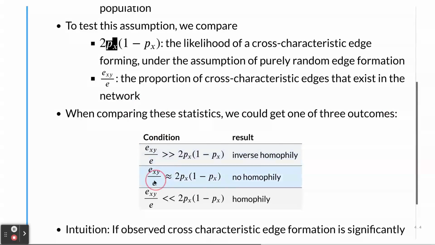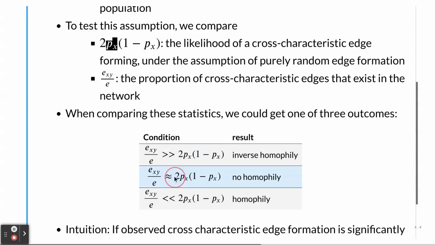First, let's consider this middle row here. If these two statistics are about the same, that the actual observed frequency of cross characteristic edges is about what we'd expect if we just randomly sampled nodes from our population, we'd say that the null hypothesis holds, that there is no homophily. It doesn't seem that characteristic X is informative about whether or not an edge appears.